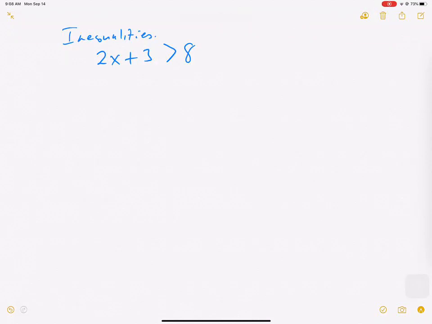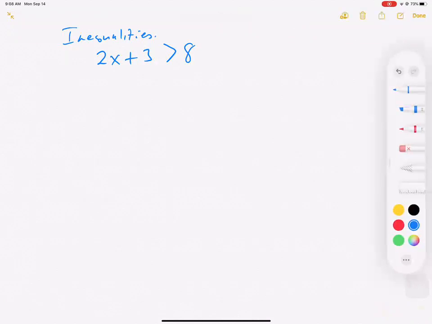Okay, and the goal is to solve for x, essentially. And we've got to get rid of the 2 and the 3. Which one do we get rid of first? Hopefully you guys have practiced enough that you're used to this, that we have to get rid of what's farthest away. What's farthest away here is the 3. So I'm going to go ahead and minus 3 to both sides.